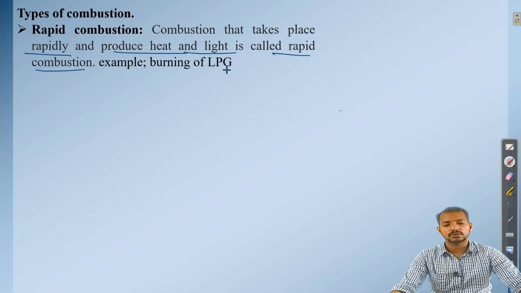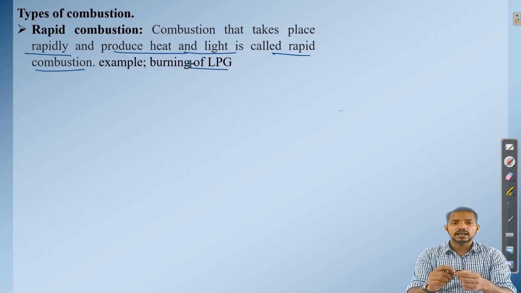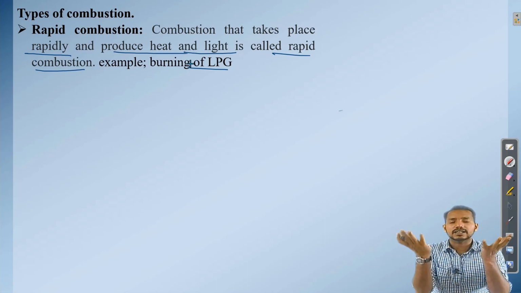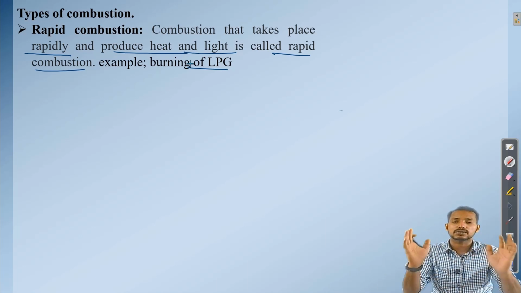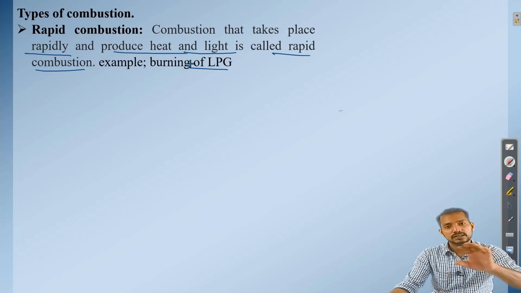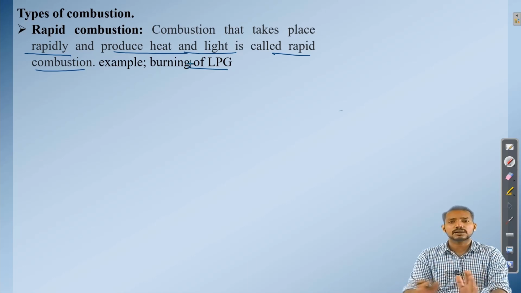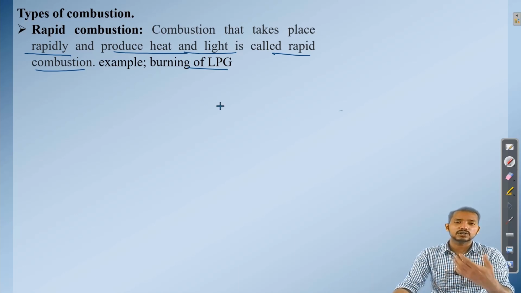For example, burning of LPG. When you bring a burning matchstick or a sparking lighter near the LPG, obviously it catches fire rapidly and produces heat and light. So that is rapid combustion, the combustion which takes place in a rapid manner. Like LPG and petrol, all these substances undergo rapid combustion.